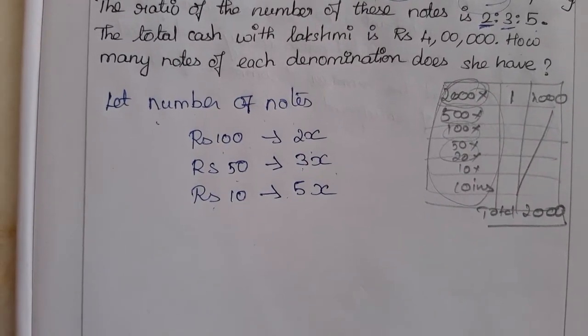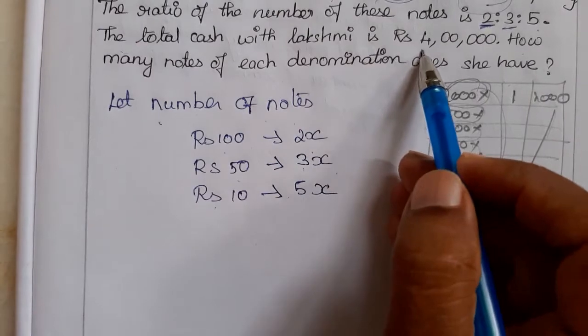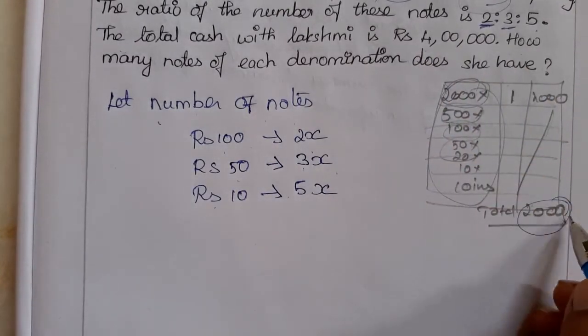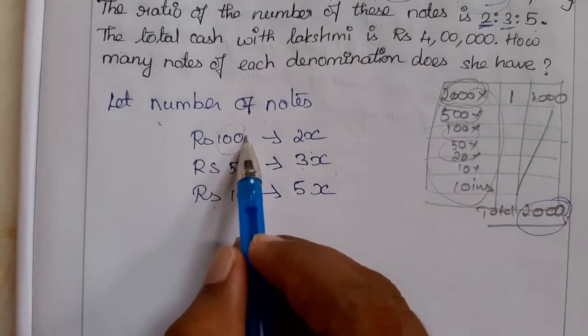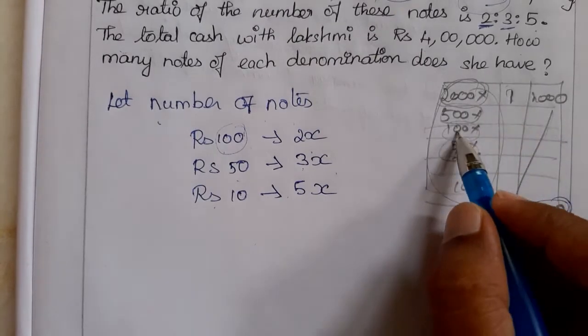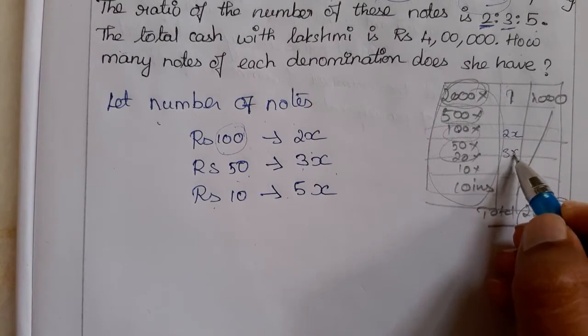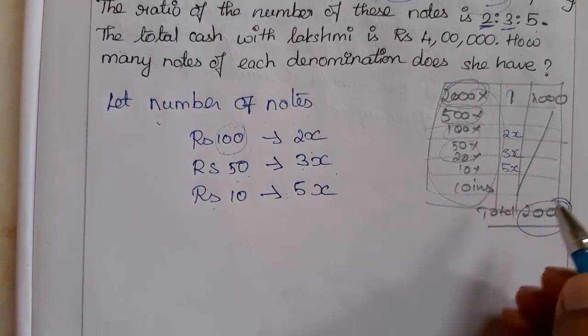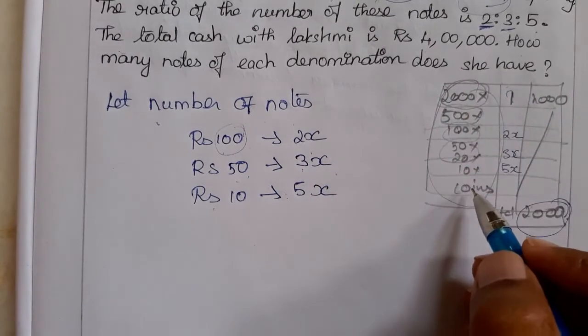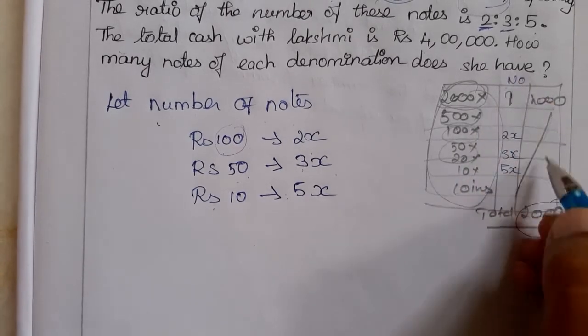The next given is that the total cash with Lakshmi is 4 lakhs. So the total given is 4 lakhs. For 100 they have 2x notes, and 50 they have 3x notes, and 10 there are 5x notes. So this is the denomination, this is the number of notes, and this is the total amount.